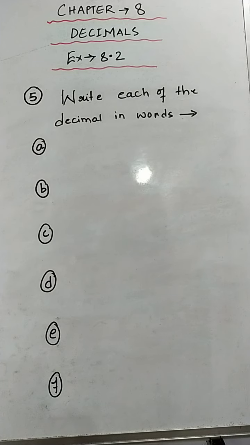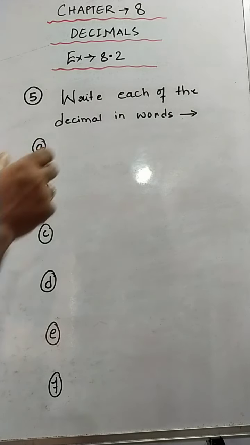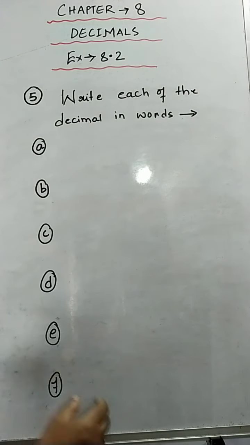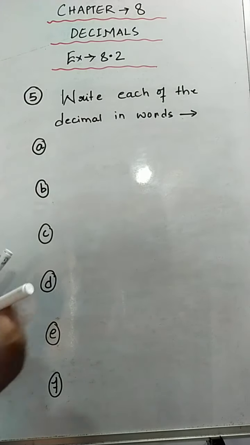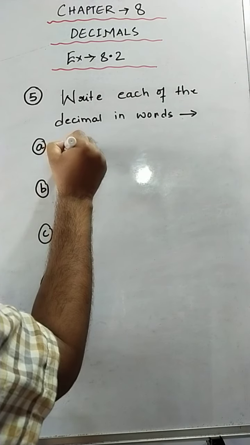Now as you see on the whiteboard, that is question number 5: write each of the decimals in words. That means some decimal forms are given. There are 6 questions, and all the questions are given in decimal form. The first question given is 0.03.